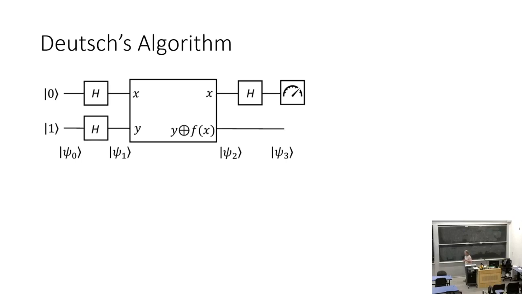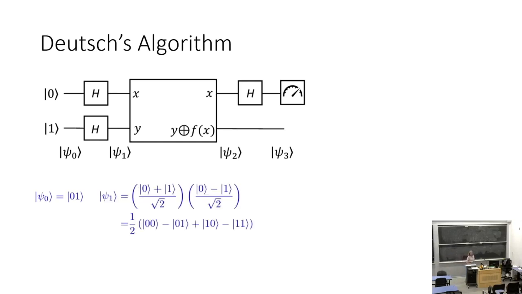So here's what the Deutsch algorithm looks like. We have our 2-qubit inputs, 0 and 1. So we have our starting state for our 2 qubits, psi 0, is |0,1⟩. And the next thing we're going to do is apply the Hadamard gate. So that brings us into the superposition state, psi 1, which is just 1/2 (|0,0⟩ minus |0,1⟩ plus |1,0⟩ minus |1,1⟩).